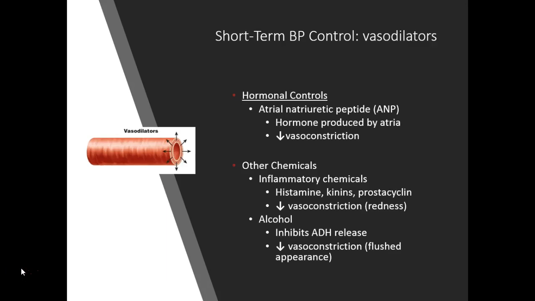Vasodilators are chemicals that are going to cause the lumen to get larger and the smooth muscle relaxes, so it's going to decrease blood pressure because the size of the lumen of the blood vessels have increased. One of the hormones that's important to this is atrial natriuretic peptide. It is a very powerful vasoconstrictor, so it is going to cause a decrease in blood pressure.